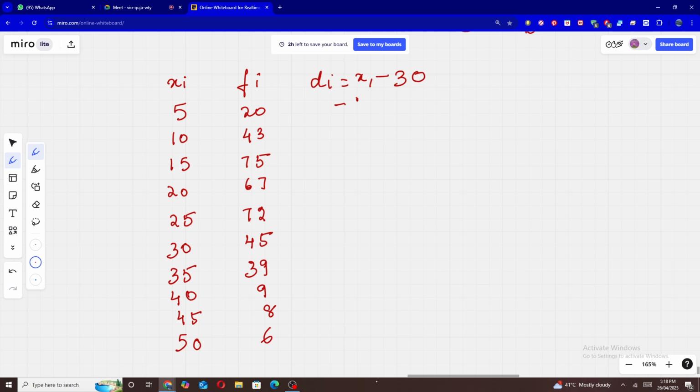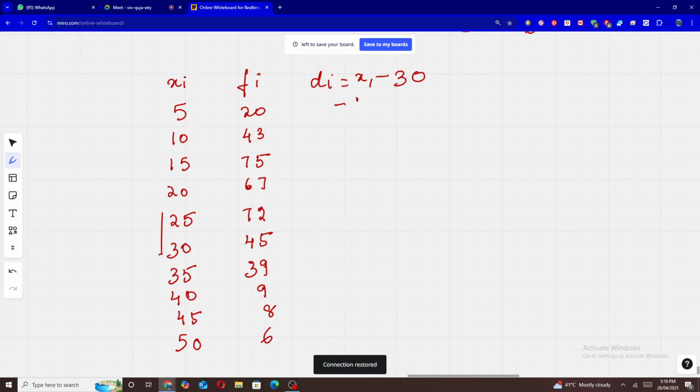Shouldn't the mean be 25? You can take 25 or 30, right? Both are coming in the center. But then the middle is not adding. Okay, I got this. Now I need to make FiUi.